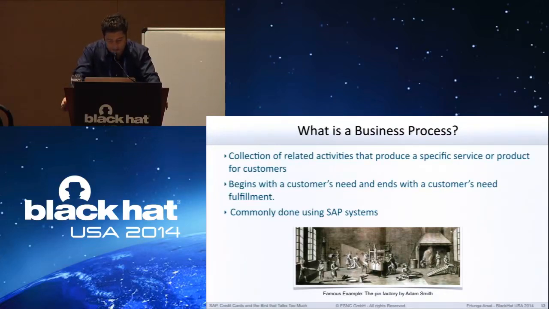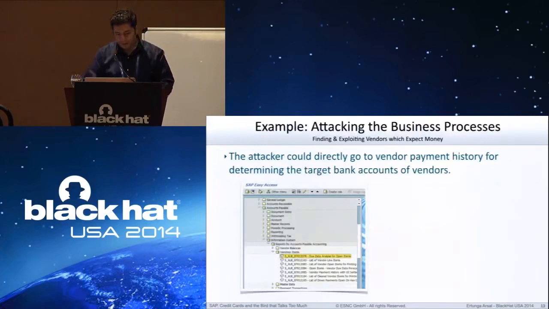And in this example, he mentioned that the factory would be able to produce more than 240 times the output. And this is what we have today. So everything is more specialized and more focused on its tasks. And these business processes are today adapted in the SAP systems to be able to do them digitally instead of people signing papers. So how can we attack some business processes?